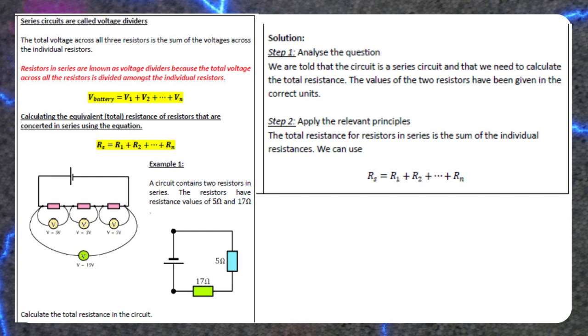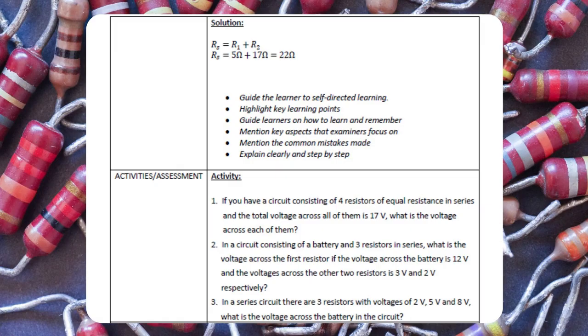Step 2. Apply the relevant principles. The total resistance for resistors in series is the sum of the individual resistances. We can use R = R1 + R2 + ... + Rn. Solution: R = R1 + R2 = 5 Ω + 17 Ω = 22 Ω.